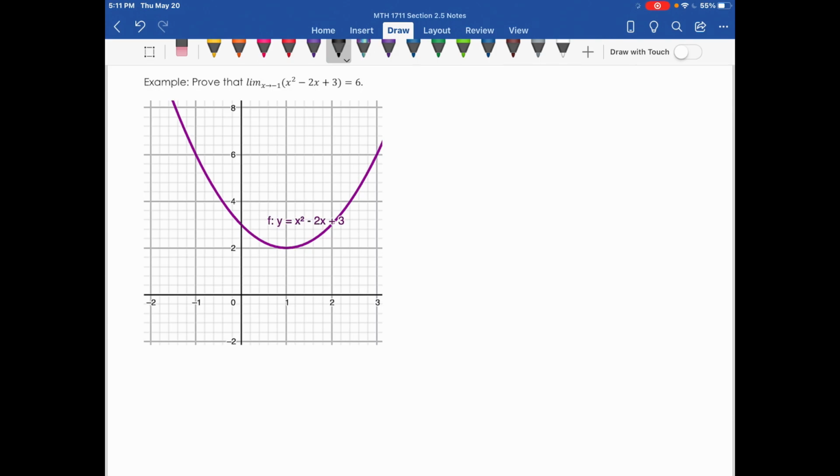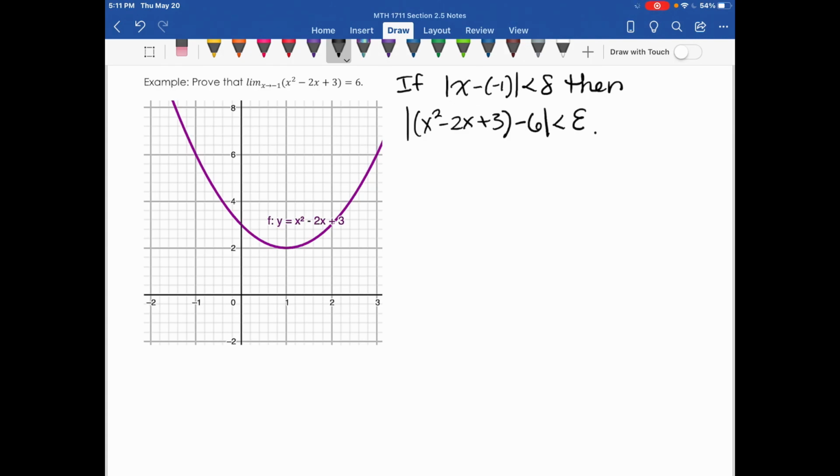Okay, the next example, we have proved that the limit as x approaches -1 of x squared minus 2x plus 3 is equal to 6. So we want to show that if the absolute value of x minus -1 is less than delta, then the absolute value of x squared minus 2x plus 3 minus 6 is less than epsilon. This is what we want to show. So let's do some scratch work.